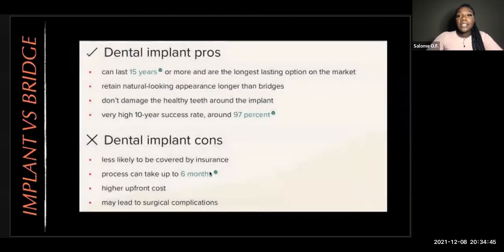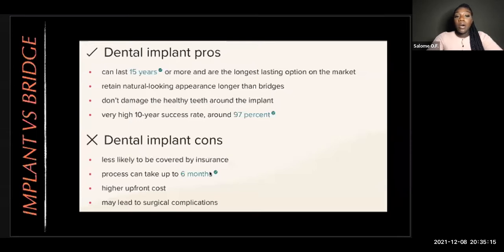When it comes to implants, you have longevity. You have at least 15 years or more, or a lifetime, to have that implant. It's very natural looking, it's stable in your bone, and the success rate over at least 10 years is 97%. The disadvantage of an implant is that insurance normally doesn't cover it, so you have to pay out of pocket.